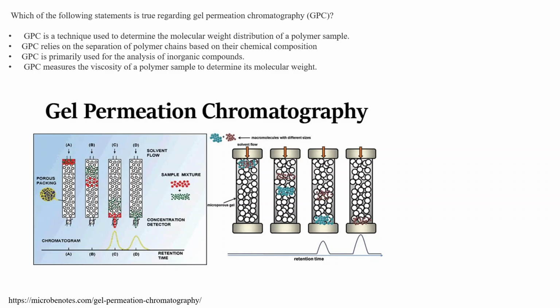And then we have GPC measures the viscosity of a polymer sample to determine its molecular weight. Measurement of viscosity is not being done here, but definitely the viscosity of the polymer solvent mixture should be quite dilute so that it is able to pass through the porous bed, or else if the polymer solvent mixture is quite thick, it might get stuck inside the column itself and you might get some error in your results. So that's how the gel permeation chromatography works.